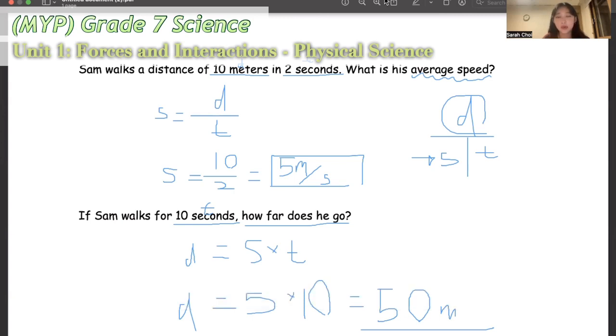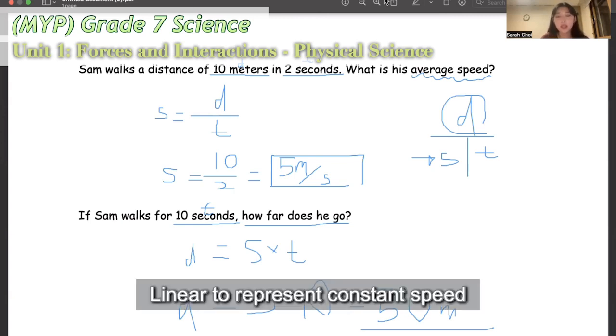Let's take a look at the second one. This line is linear to represent the uniform, also known as constant, speed. It displays the object moving at the same speed throughout the time period. So at whatever point of this line you stop on, if you calculate the speed, it will always be the exact same speed because it's a constant speed.